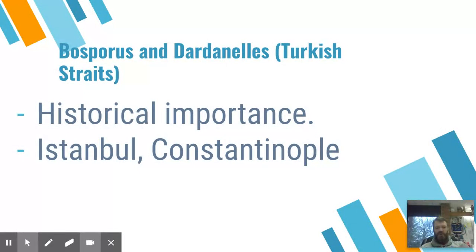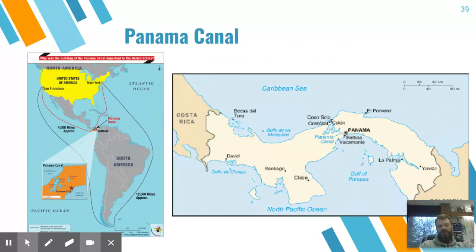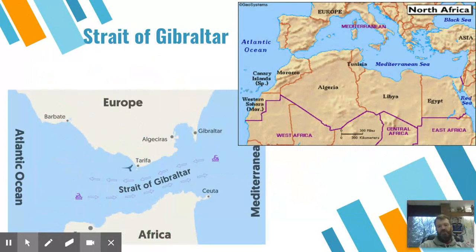The Bosporus and the Dardanelles I mentioned earlier. You have probably heard the song Istanbul, like Constantinople, now it's Istanbul, right? That choke point is important because it gets the stuff from Russia through the Black Sea, then through the Bosporus and the Dardanelles, what's sometimes called the Turkish Straits, out to the Mediterranean, and then out through the strait. There it is.